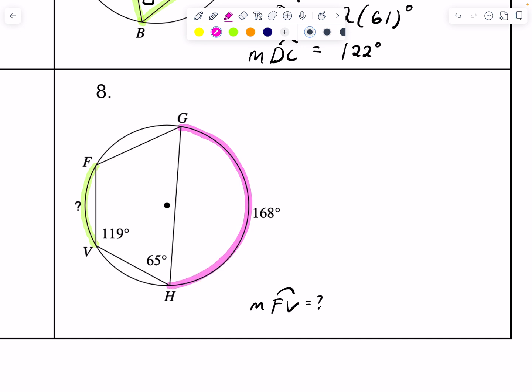Right there is 168 degrees. And then I have some angles in this inscribed quadrilateral. So let me use my understanding of these angles that are made. So here's angle GHV, which is 65 degrees.